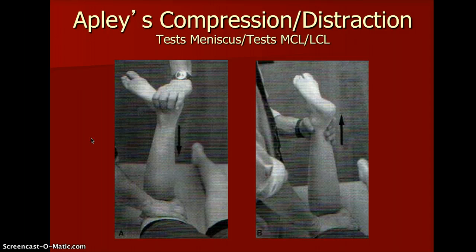Here is a meniscus and also MCL, LCL tests, Apley's compression and distraction tests. Here you have the examiner with their hand in the popliteal space, so behind their knee, stabilizing, and then the other hand is at the heel of the foot, and they're giving an axial load, so pushing straight down, and then also a twisting motion. This would cause a lot of pain in whatever side or what meniscus the patient would have a lesion in.